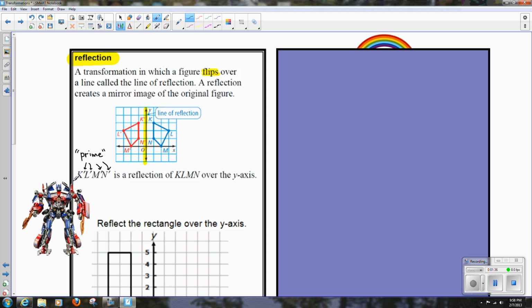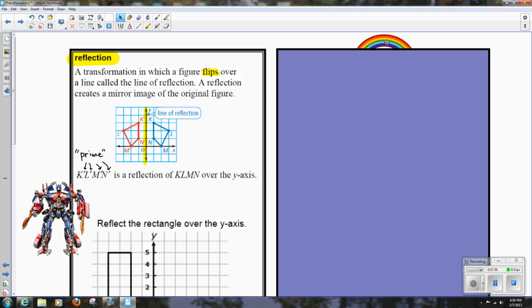So we would read the statement K prime, L prime, M prime, N prime, which is these 4 points right here, is a reflection of K, L, M, N over the y-axis. So the y-axis was our line of reflection.